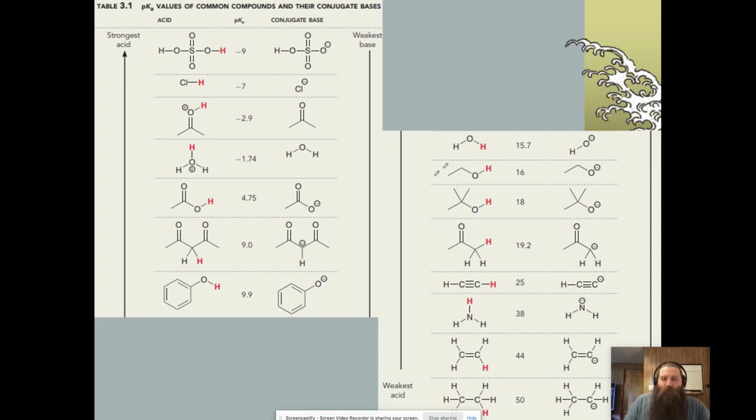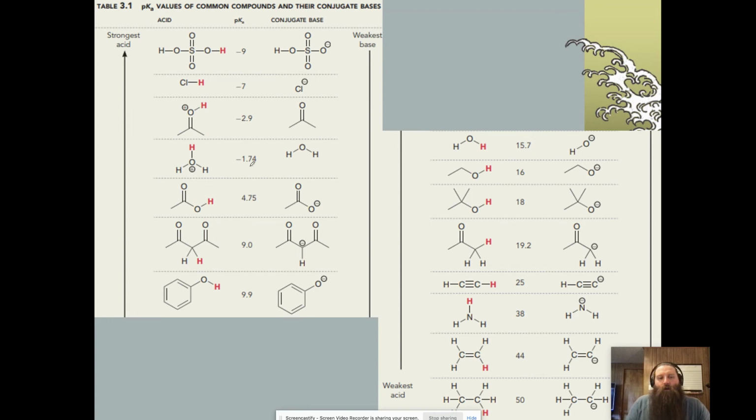So the pKa lets us compare acids to acids. If you have a negative pKa, you're likely a very strong acid. If you have a positive pKa, you're a very weak acid. So like ethane, which is C2H6, that is an extraordinarily weak acid. It has a pKa of 50. That's not a very strong acid at all. Water has a pKa of 15.7. So not a very strong acid.